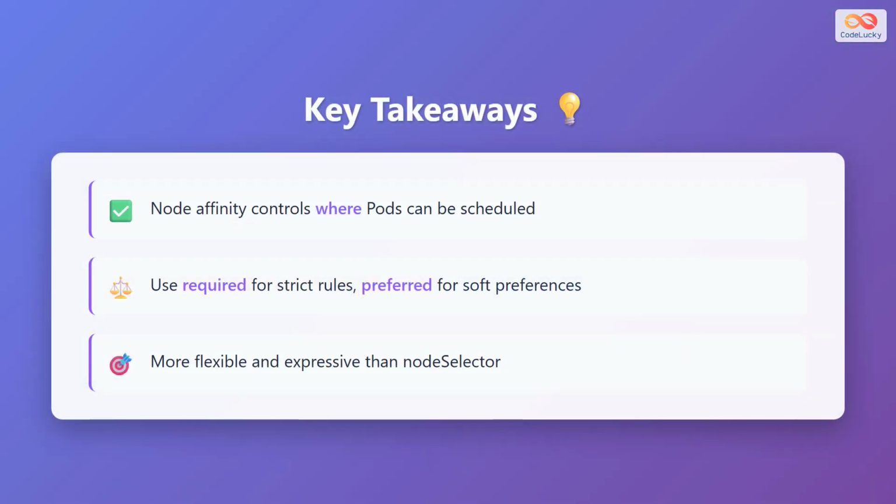Let's summarize the key points about Node Affinity. First, Node Affinity is the mechanism that controls where your pods can be scheduled in your cluster based on node labels. Second, use required affinity when you have strict rules that must be met, and use preferred affinity for soft preferences where you want the scheduler to try but still allow flexibility. Third, Node Affinity is more flexible and expressive than NodeSelector, giving you greater control over pod placement. Understanding and using Node Affinity effectively will help you optimize your Kubernetes deployments and ensure your workloads run on the most appropriate nodes.